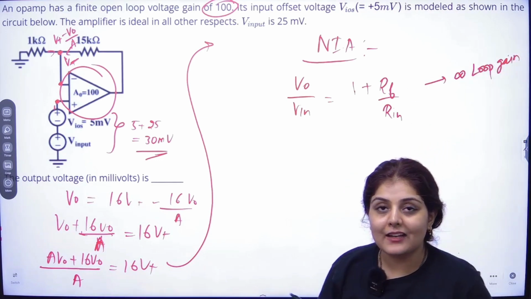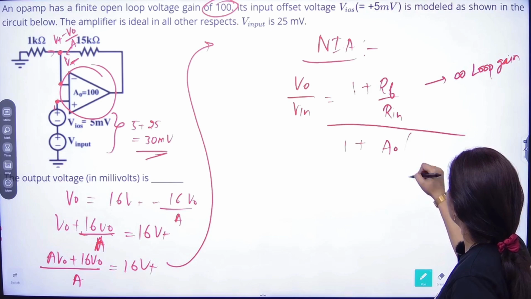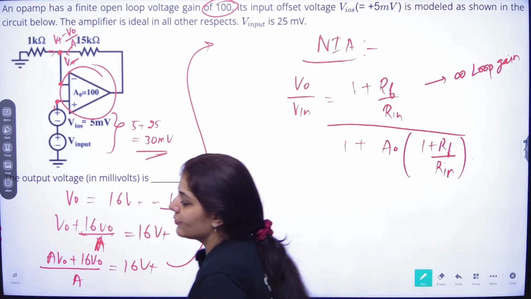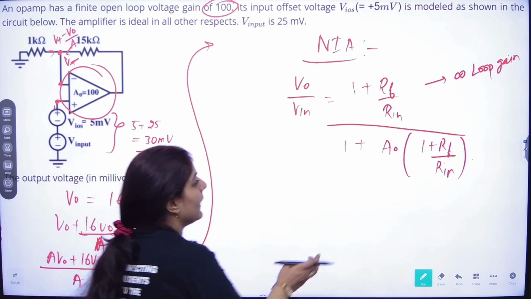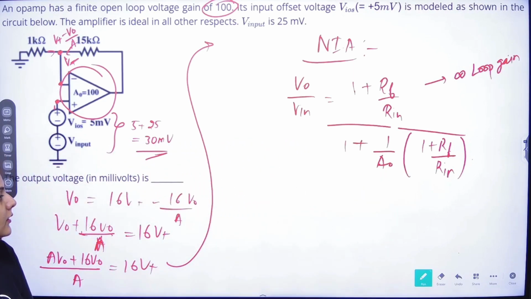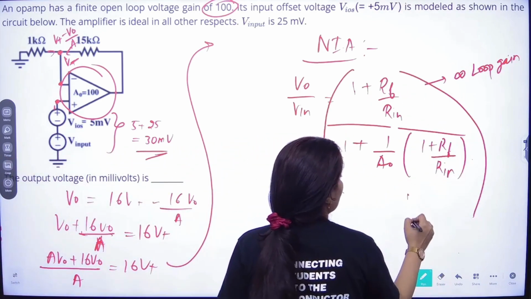and for finite loop gain what you have to do is divide this factor by 1 plus 1 by A naught. So this is what you have to do. This is also given directly in Sedra-Smith, your main book for analog electronics. And this complete expression will be for finite loop gain.